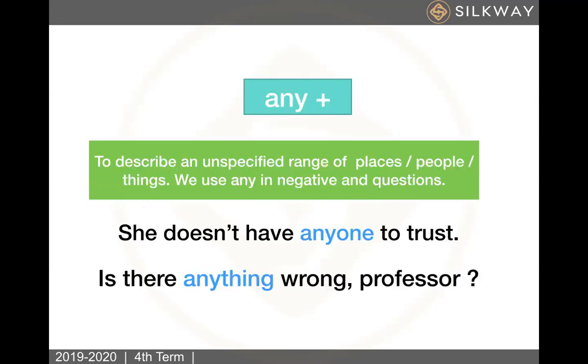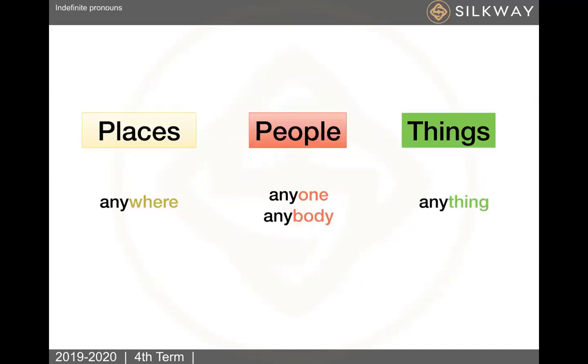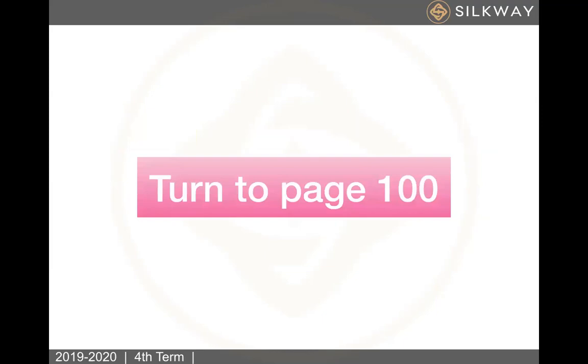Next one is any, to describe a specific or non-specific range of places, people, and things. We use any in negatives and questions. She doesn't have anyone to trust. Here's the negative sentence. Okay, is there anything wrong, Professor? It is a question, right? For places, anywhere; for people, anyone, anybody; and things, anything.